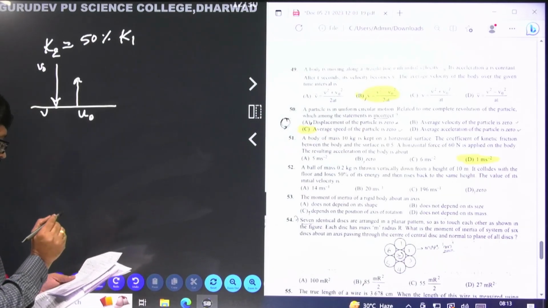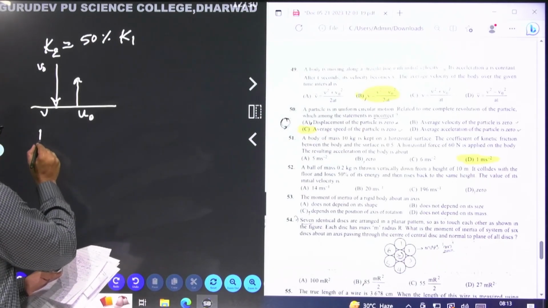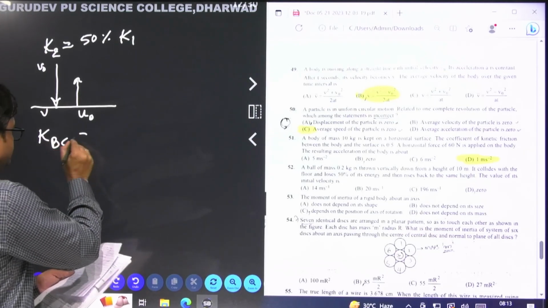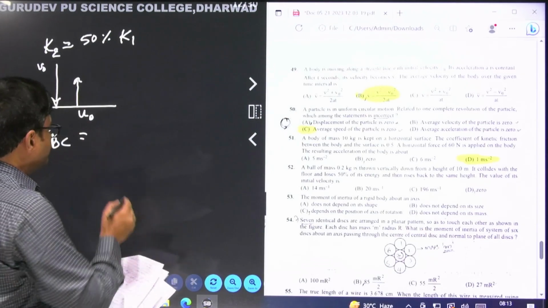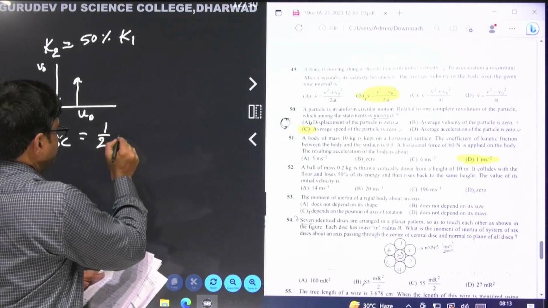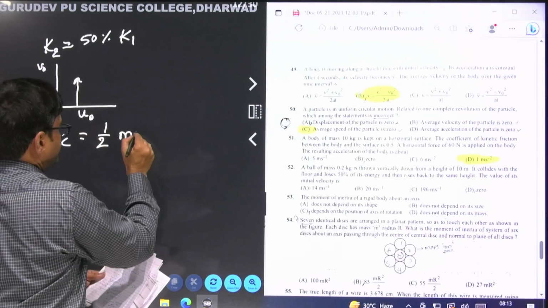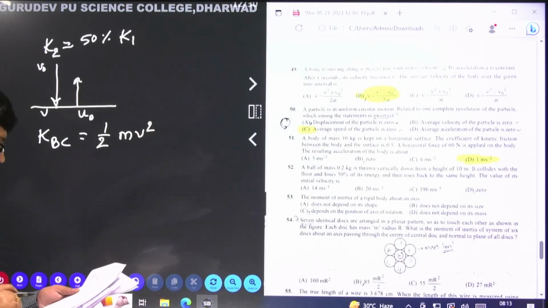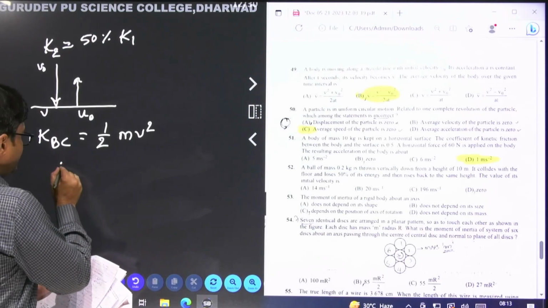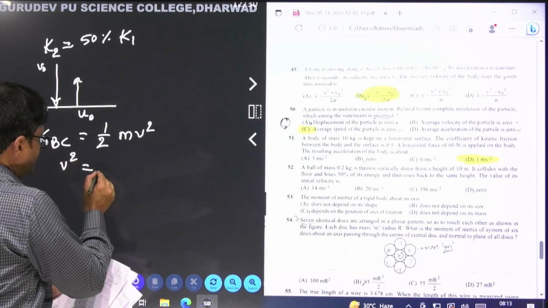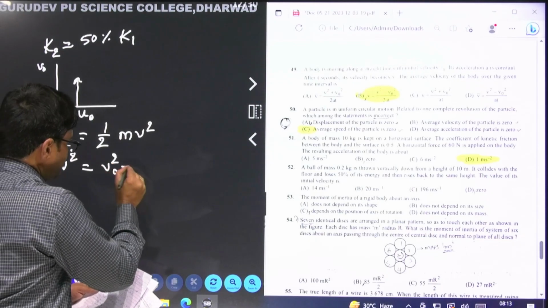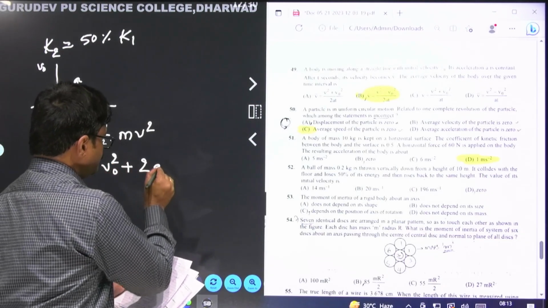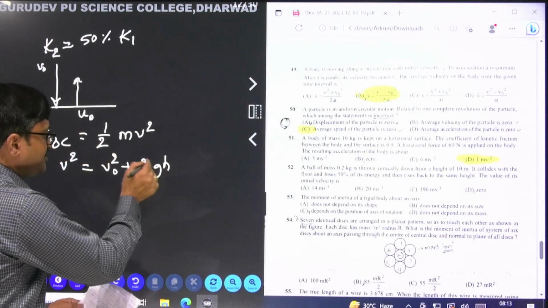So according to that, I can write kinetic energy before collision would be equal to what? 1 by 2 m into velocity v square. And what is the value of v square here, my dear friends? V square is equal to v naught square plus 2gh. As you can notice, g is 10 here.